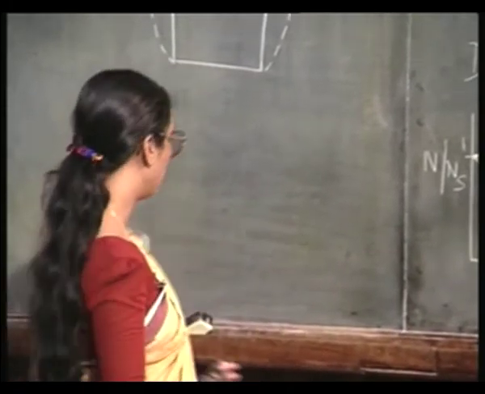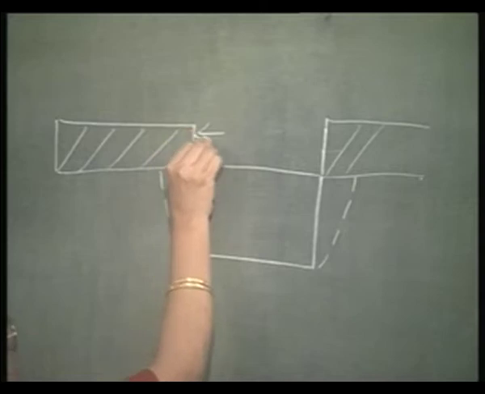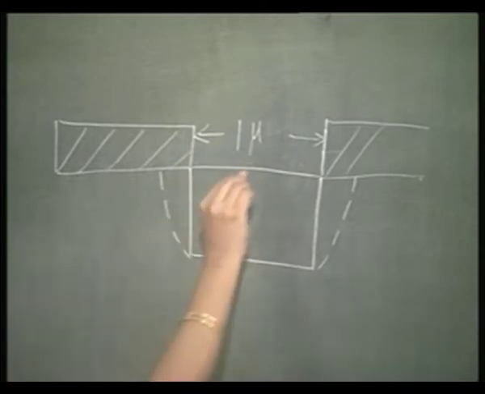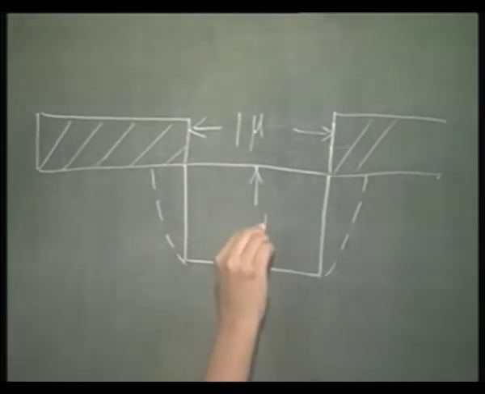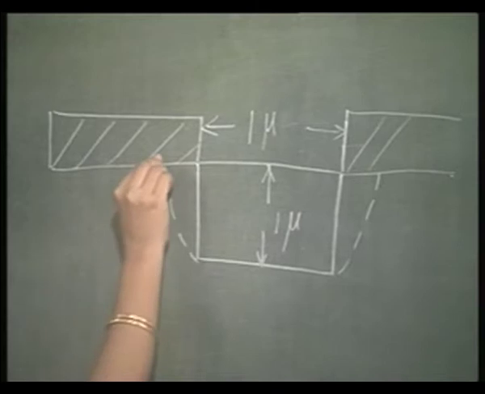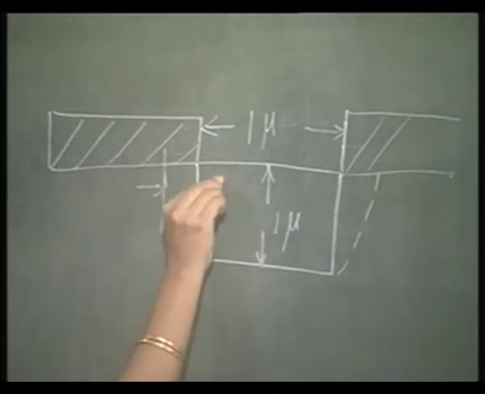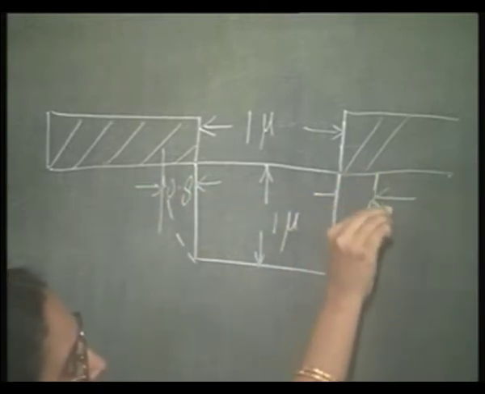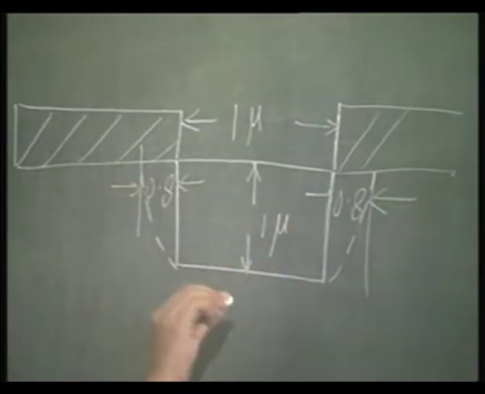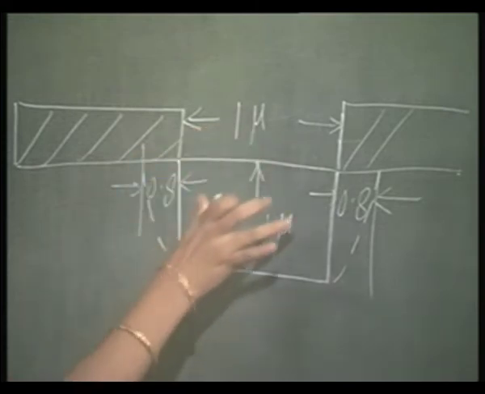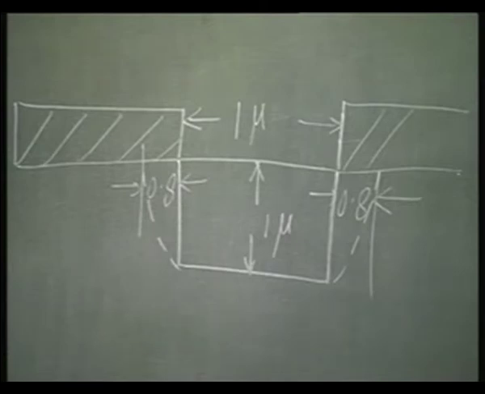and you have a window, let us say this window size is 1 micron and you want to have a junction depth of also 1 micron, then actually this will be 0.8 on this side, 0.8 on this side, so that even though your window size is 1 micron, you will actually have it as 2.6.